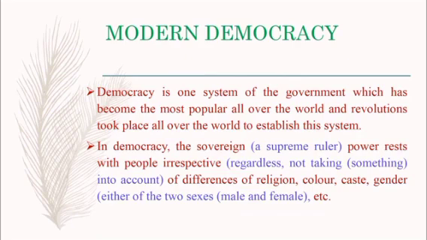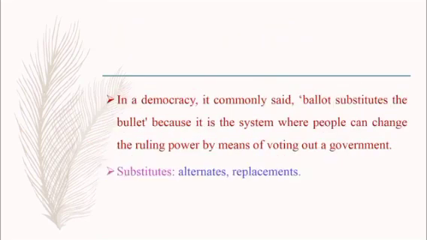irrespective, which means regardless or not taking something into account, of differences of religion, color, caste, gender, etc. Here gender means either of the two sexes, like male and female. In a democracy, it is commonly said ballot substitutes the bullet. Why is democracy commonly called ballot substitutes the bullet? Because it is the system where people can change the ruling power by means of voting out a government. Here, substitutes means alternates or replacements.